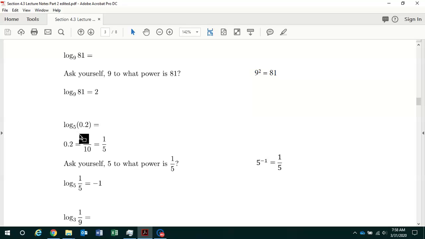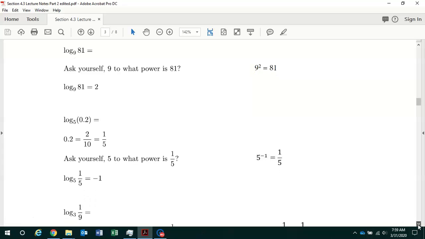What's log base 5 of 0.2 equal to? Well, 0.2 is equal to 1/5, right? 0.2 is equal to 2/10, which is 1/5. So asking what's log base 5 of 0.2 equal to is the same as asking what's log base 5 of 1/5 equal to. Well, we know 5 to the minus 1 power is equal to 1/5. So log base 5 of 1/5 is equal to -1. 5 raised to the -1 power is equal to 1/5.